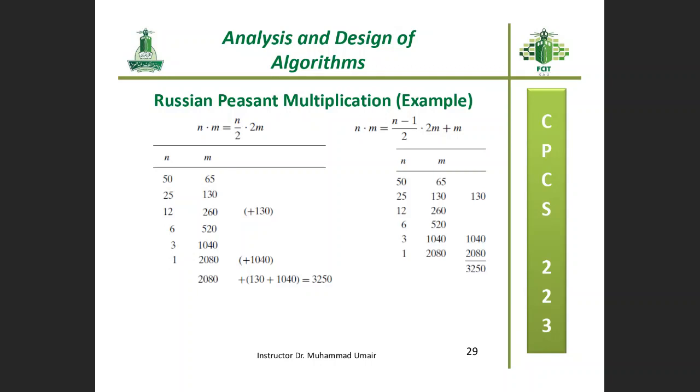So rather than multiplying this big number 50 into 65, you keep on halving or doubling the value. And whatever the extra value comes, that will be added together to get the result. So it will make the multiplication of larger numbers easier. Is that clear?